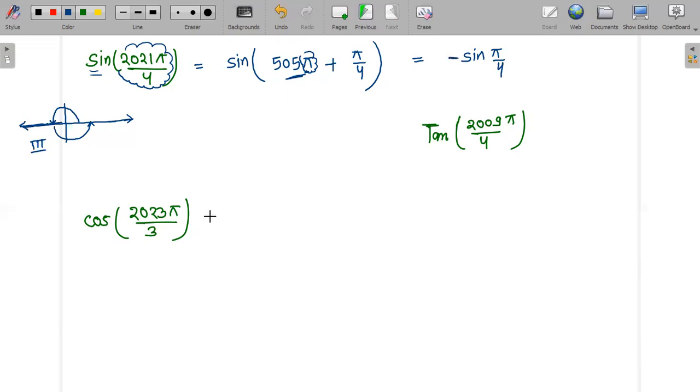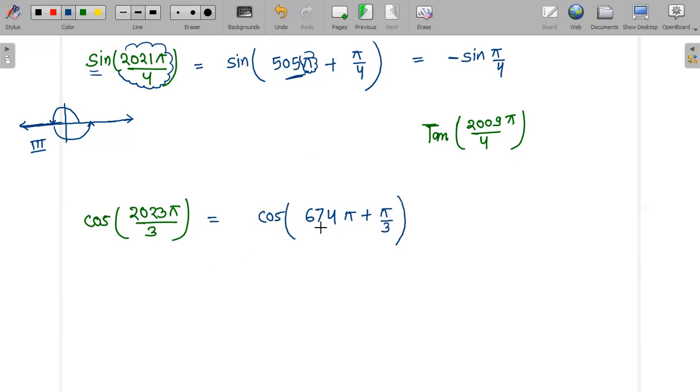Let me take one more. Cosecant 2023 pi by 3. First of all, divide 2023 by 3 and let's check what we are getting. We are getting 674, pi plus pi by 4. This is the result actually we got.